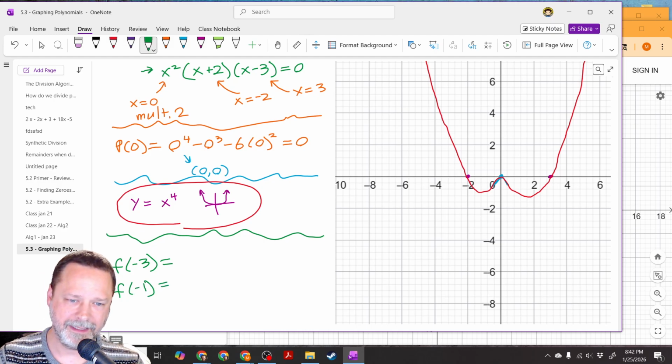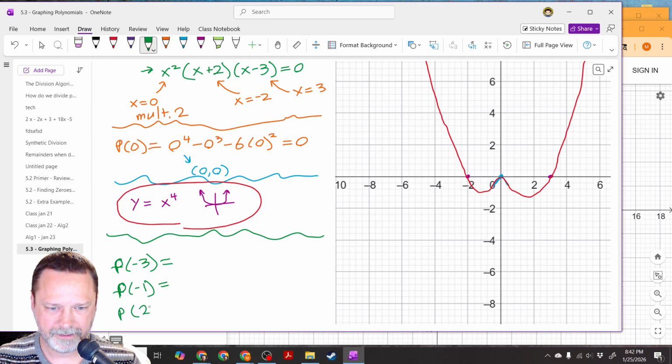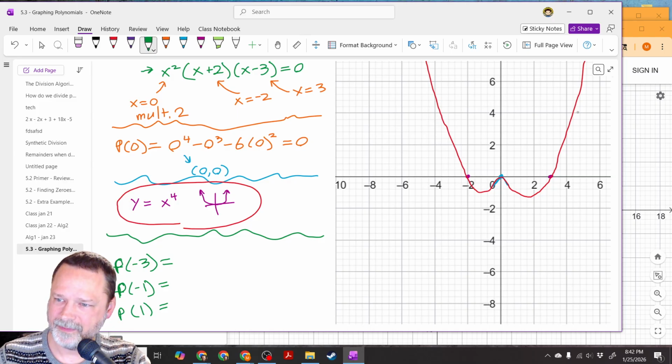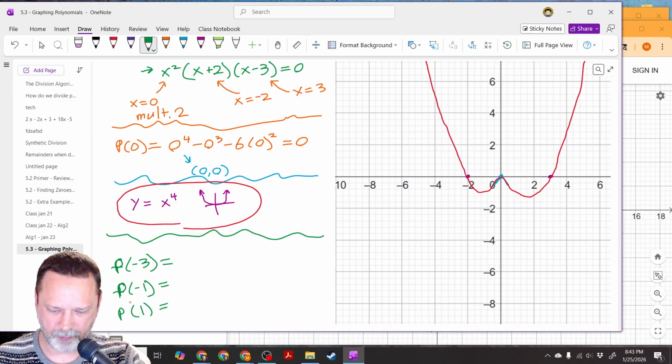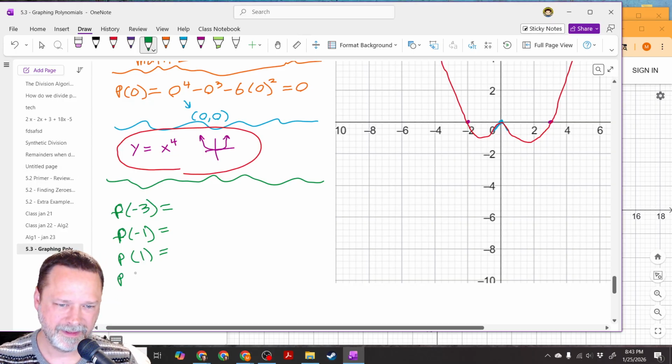I should say p, sorry. I forgot our function's p. Okay. I should find p of, let's say, this is 3. I don't know, p of 2? Actually, I like p of 1. 1's easier. And then one more out here. How about 4? P of 4. We should find all of those values.